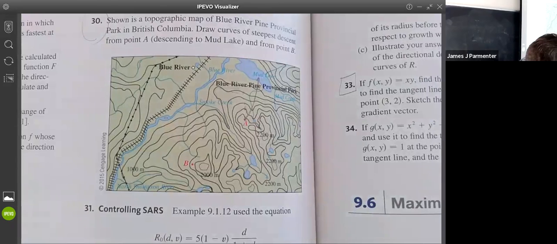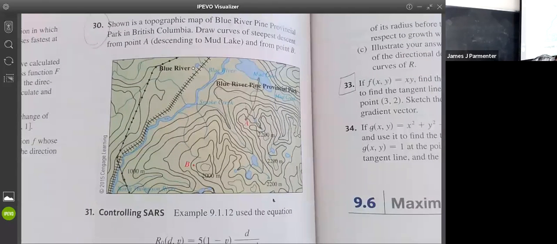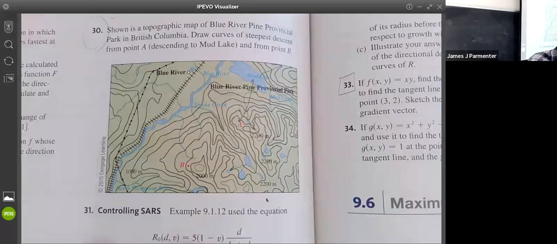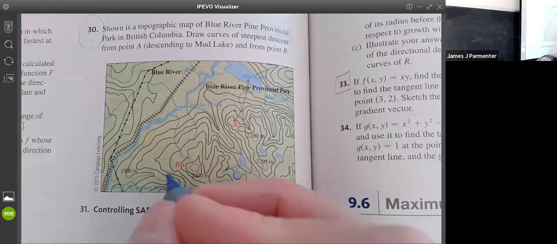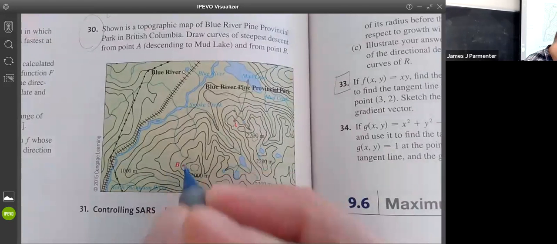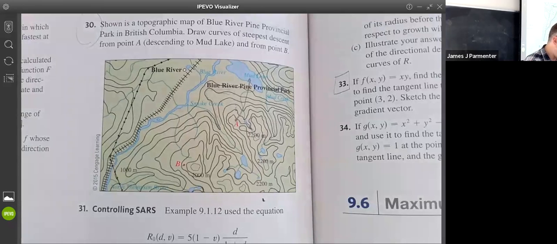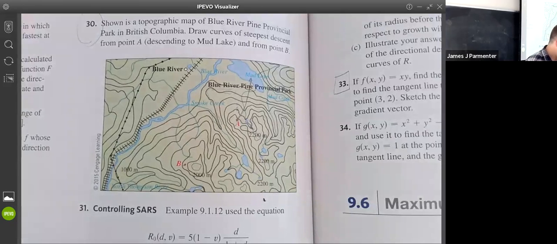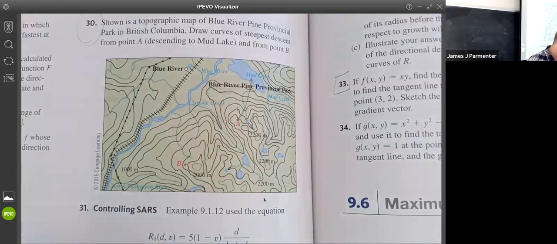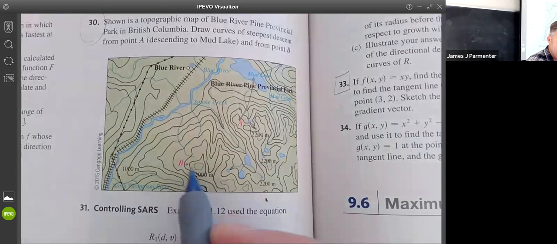Let's look at part B. So if we descend from point B, which way do you think we have to go? Up, down, left, or right? You might say right certainly is not an option, because right is going to take us up.